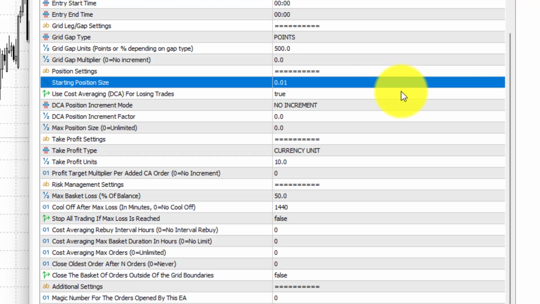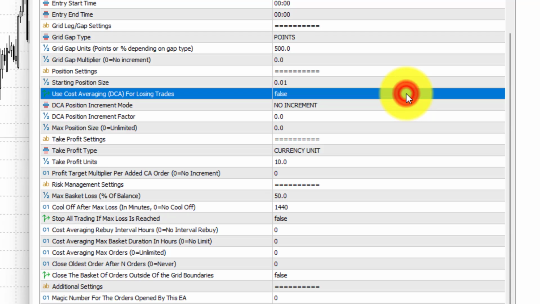Next is the DCA toggle, which stands for dollar cost averaging. When enabled, GridX will add new positions as the market moves against your initial entry. When disabled, only the first trade will be opened.